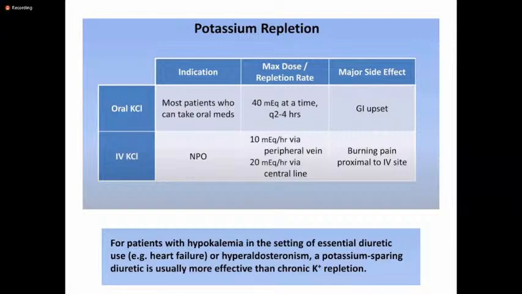So when it comes to potassium repletion, you can either do this orally or you can give IV potassium. And of note, oral potassium, the major side effect is causing GI upset. However, the maximum dose that you can give is 40 milliequivalents at any given time. When it comes to IV potassium chloride, usually it depends on whether you have a central line or a peripheral vein.